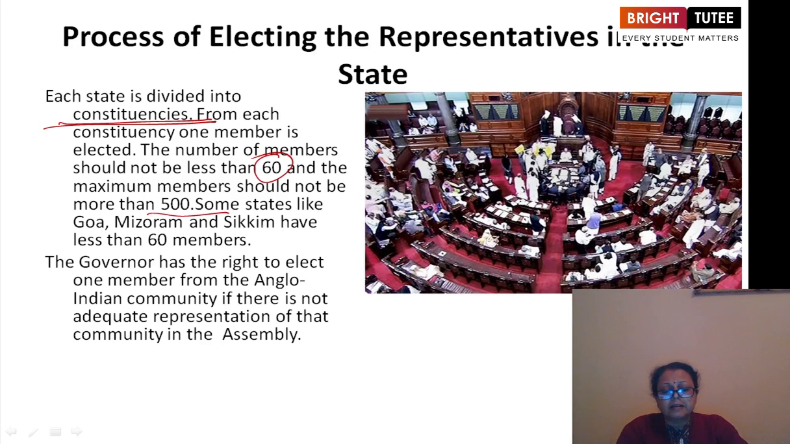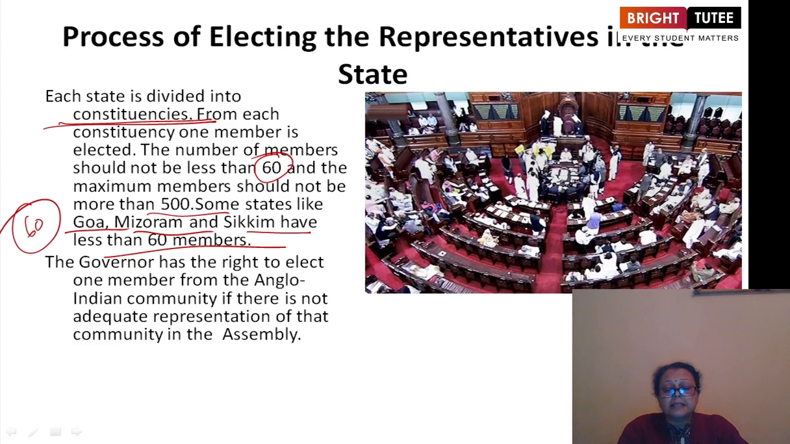Some states like Goa, Mizoram and Sikkim have less than 60 members, because these states are very small, both area wise as well as population wise. So they have less than 60 members. Otherwise, the constitutional provision is not less than 60 and not more than 500. The maximum members are from Uttar Pradesh.